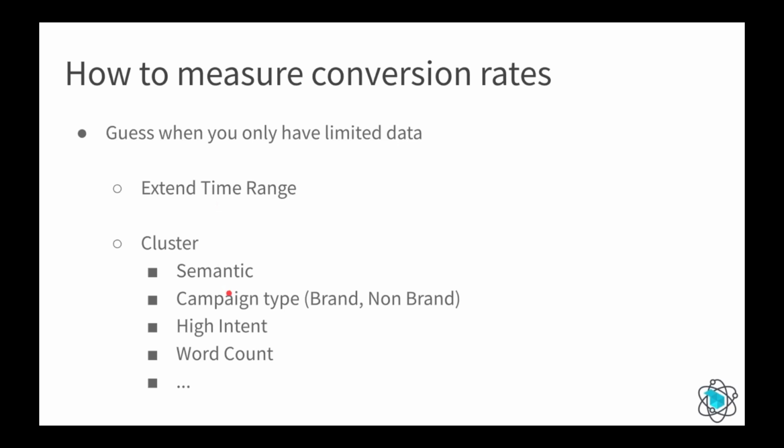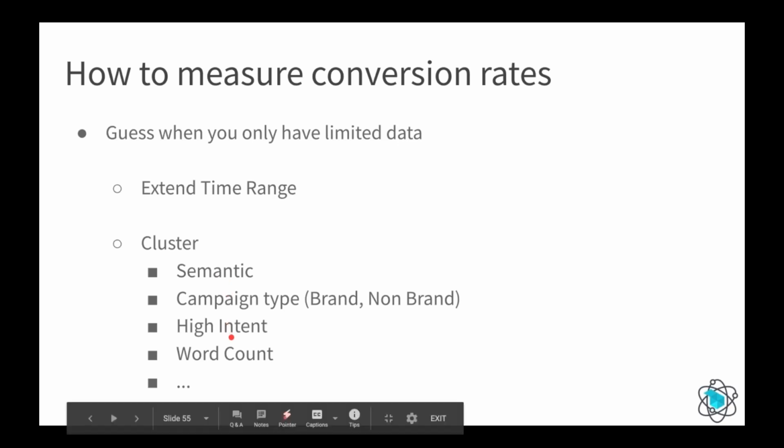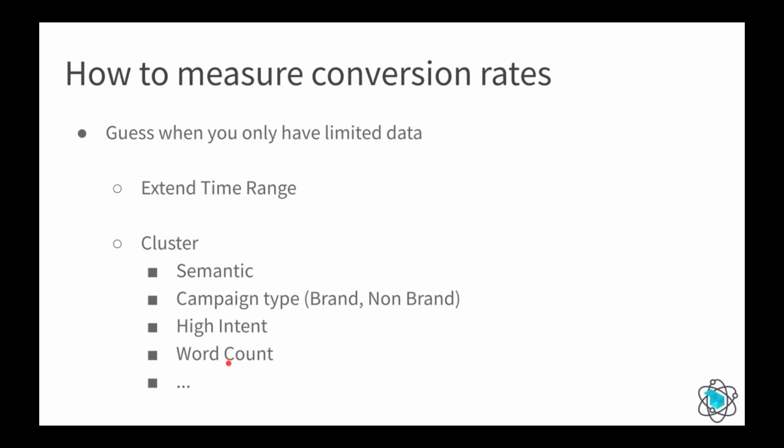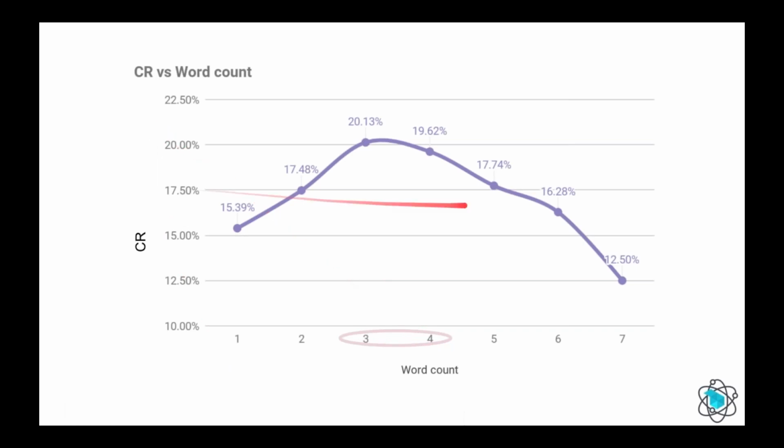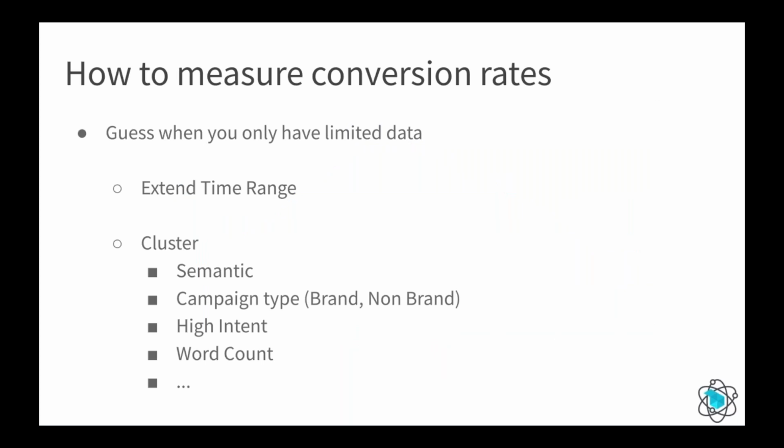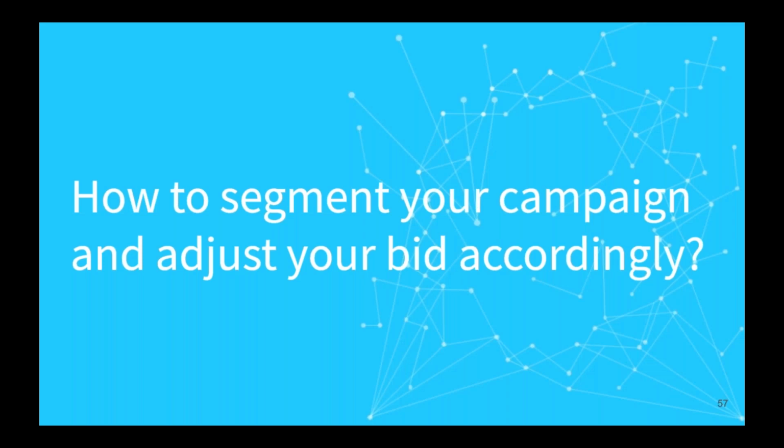A better solution could be clustering, by semantic or campaign type, the level of intent or the word count. As a side note, I find the word count to be often a reliable metric. You will see that keywords with a specific word count often tend to get a very sticky conversion rate, similar around a certain number. So the name of the game here is really trying to cluster sparse data, to group them so that you can better judge the conversion rate.